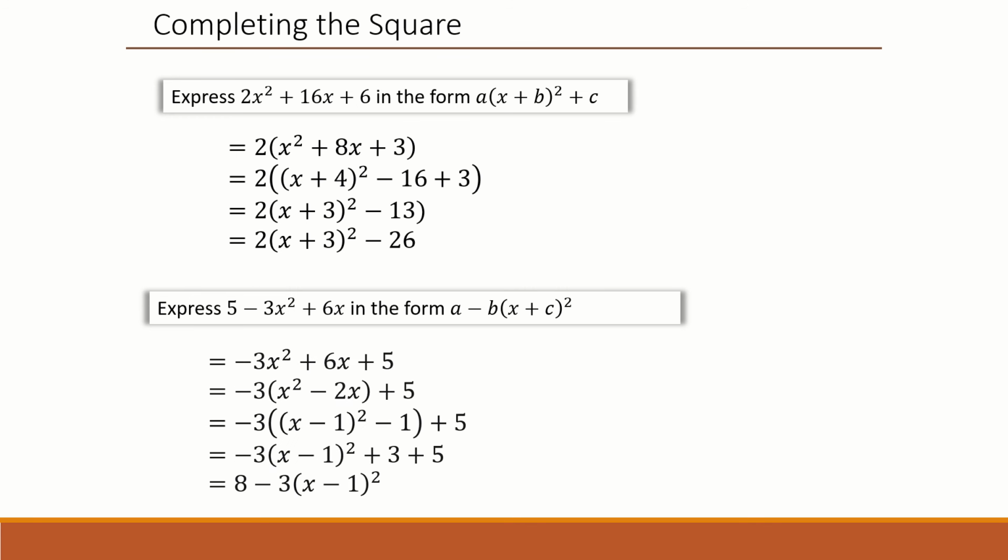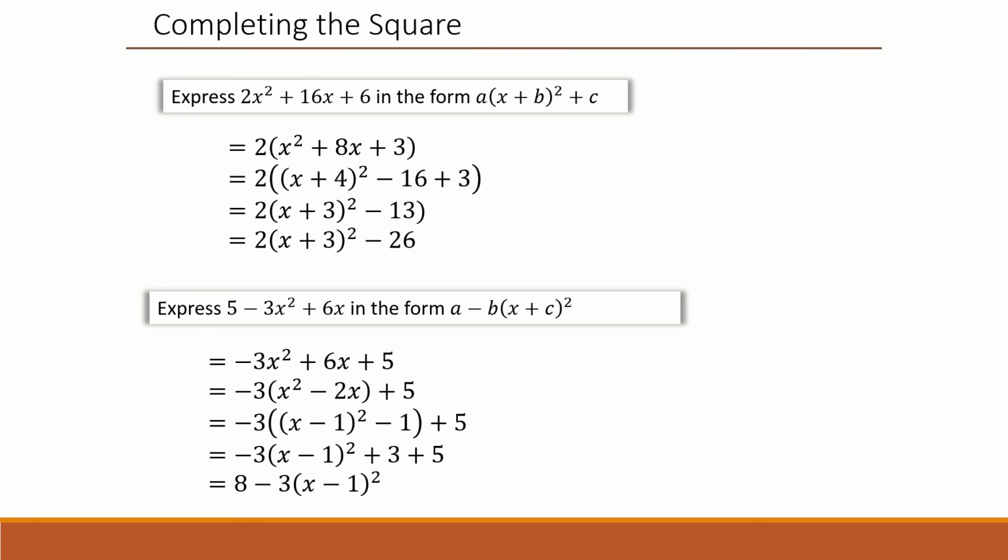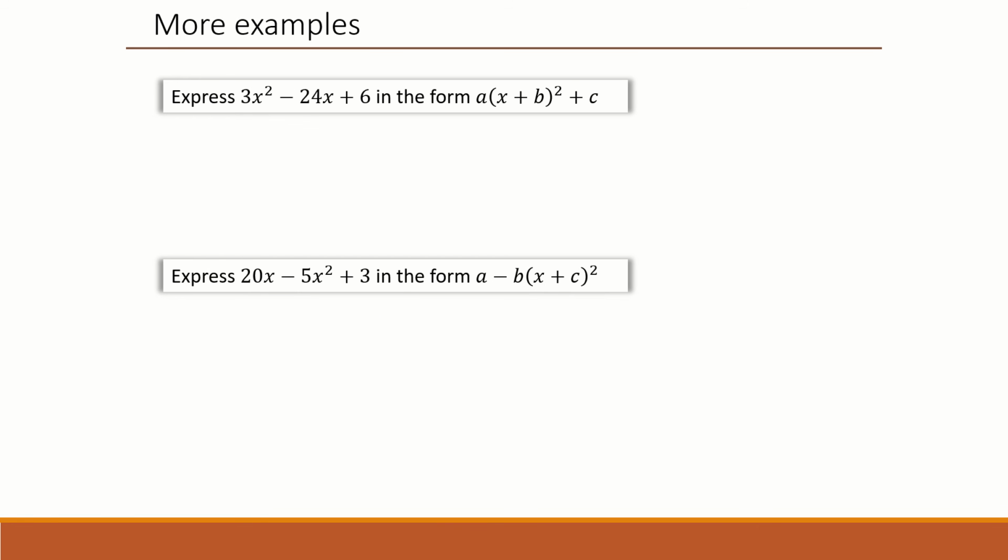For the second question, I would recommend putting it in ax² + bx + c form, as it helps us do the completing the square easier. Factorize −3 out, and finally you should get 8 − 3(x − 1)². Have a go at these questions.